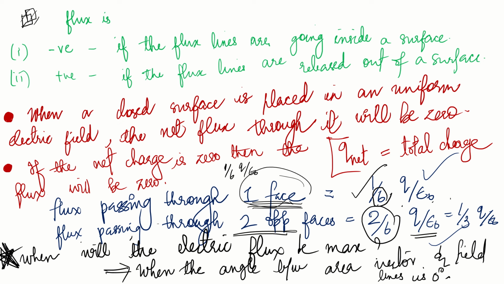Now when will the electric flux be maximum? The electric flux will be maximum when the angle between the area vector and the field lines is 0 degree. Electric flux is maximum when the angle between the area vector and the field lines is 0.